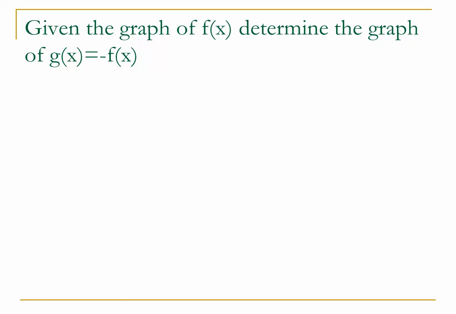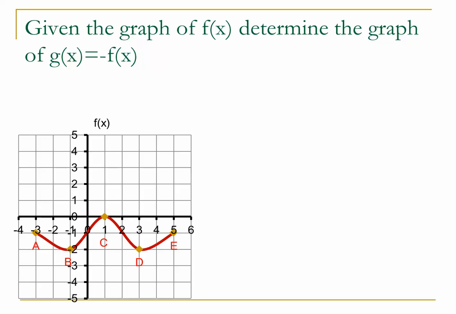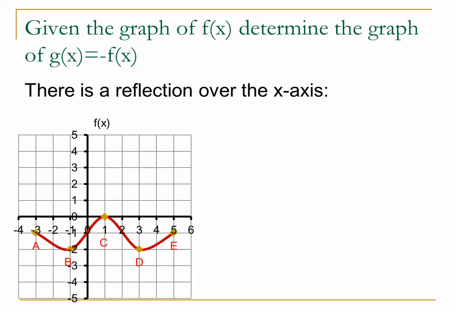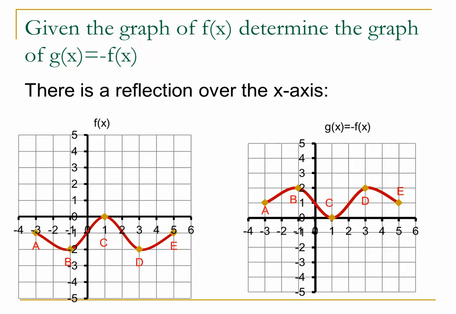Next we're going to use the same graph of f of x, and we want to know what g of x equals negative f of x looks like. That negative sign tells me that I'm going to be dealing with a reflection. So it's going to be a reflection over the x-axis because that negative sign is on the outside. If that negative sign had been on the inside of the parentheses, that would have been a reflection over the y-axis. So this function is going to be using the x-axis as a mirror and seeing itself in the mirror. So this is a reflection.